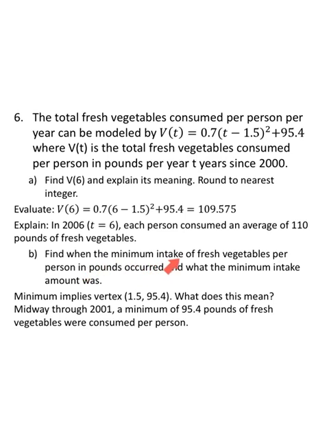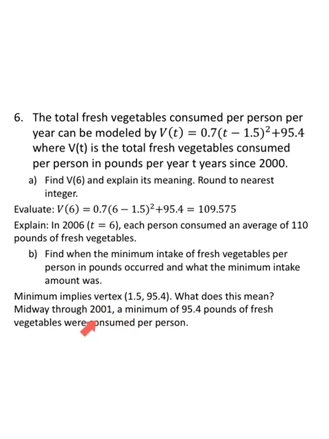Find the minimum intake of fresh vegetables per person in pounds. Oh, find when. Let's read correctly. Reading is fundamental. And what the minimum intake amount was. Again, I see the word minimum. I go back, I'm like, hey, look at that. It's a quadratic. Because it's a quadratic with a positive leading coefficient, I know this graph opens up. If this graph opens up, my minimum will be down here at my vertex. What's the vertex? My vertex is (1.5, 95.4).